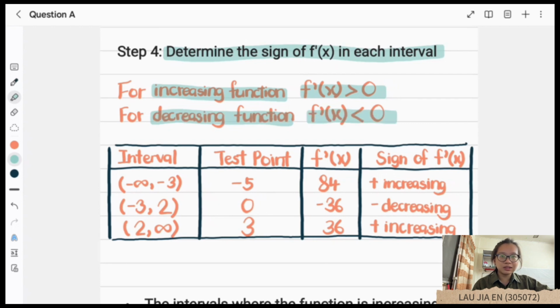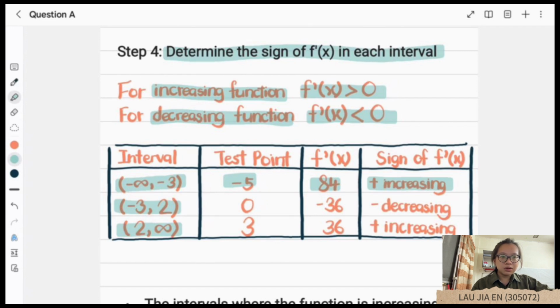So we have 3 intervals, which are negative infinity to -3, -3 to 2, and 2 to infinity. Right now, we will use a test point and substitute into f'(x) to determine the sign for all intervals. For the first interval, we take -5 as the test point and we get f'(x) = 84. It is a positive number and it indicates that it is increasing.